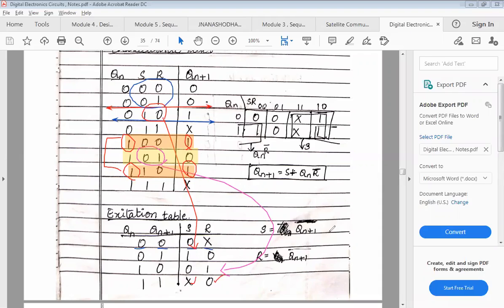Any doubts here, students, with the excitation table? Any doubts?